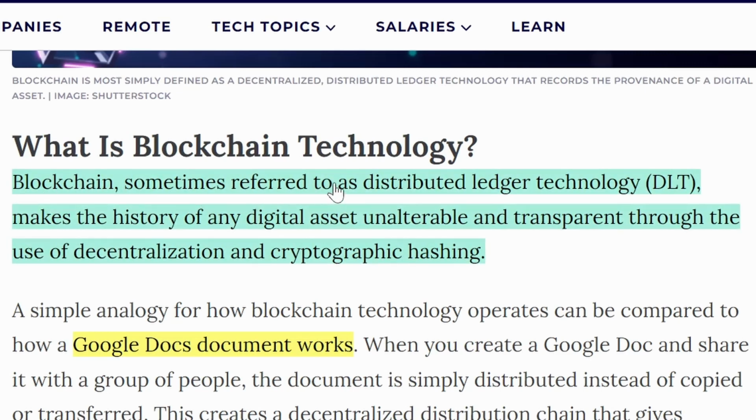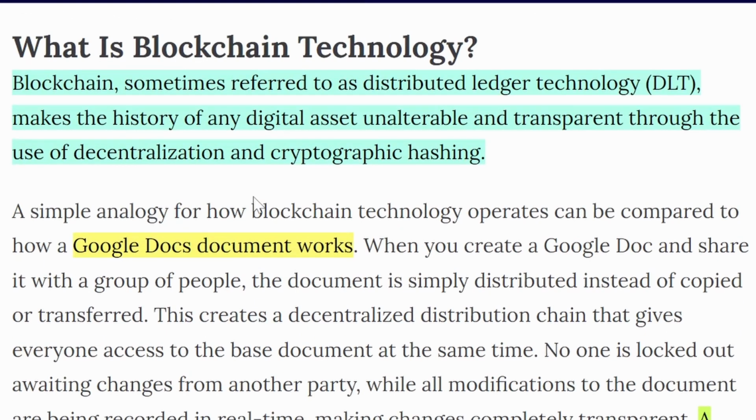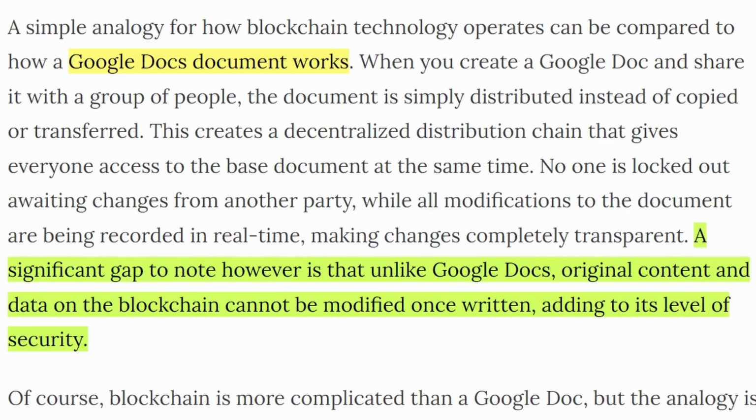Blockchain, sometimes referred to as distributed ledger technology, makes the history of any digital asset unalterable and transparent through the use of decentralization and cryptographic hashing. Think of it like how a Google Docs document works. A significant gap to note, however, is that unlike Google Docs, original content and data on the blockchain cannot be modified once written, adding to its level of security.